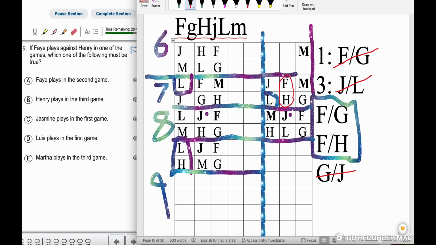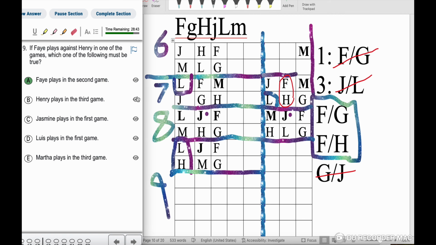A, F plays in the second game. That is true. H plays in the third game. Don't see it. Jasmine plays in the first game. I do see that one. Louis plays in the first game. I do see that as well. And Martha plays in the third game. I see all those to be true in this world right now. With F, what you considered playing with H.